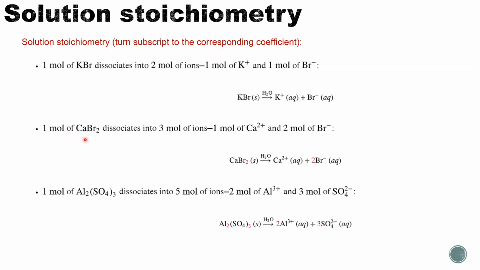For 1 mole of calcium bromide, that includes 1 calcium and 2 bromide. When it dissociates in the water, we have 2 bromide anions. So that 2 in the bromide corresponds to the 2 of the subscript in the chemical formula. The same thing here, aluminum sulfate. We have 2 aluminum and 3 sulfate groups in the compound. So if 1 mole of aluminum sulfate dissociates in the water, we'll have 2 moles of aluminum cations and 3 moles of sulfate anions. So this is solution stoichiometry.